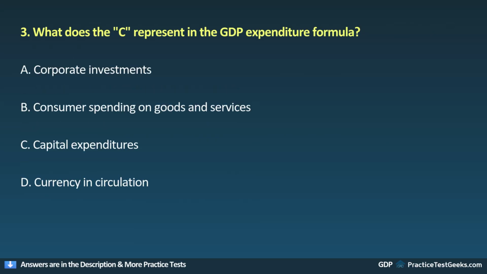3. What does the C represent in the GDP expenditure formula? A. Corporate investments. B. Consumer spending on goods and services. C. Capital expenditures. D. Currency in circulation.